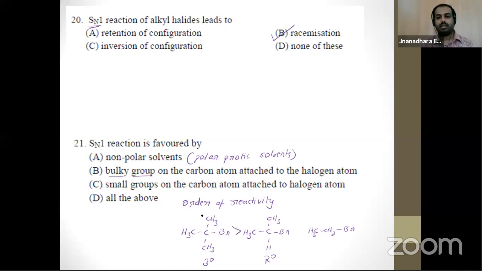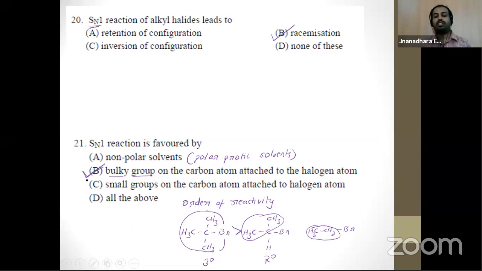Tertiary. Reason? Bulkiness. Look at this bulkiness. That offers a lot of steric hindrance, therefore prevents SN2. Not only that, it can stabilize carbocation well, therefore encourages SN1. As you go to secondary, it becomes less bulky, and when you go to primary, it becomes much less bulky. Hence, bulky groups favor SN1. It's option B. No doubt.